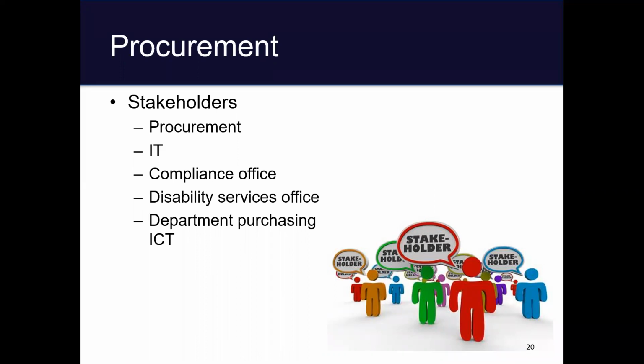Besides procurement, we also have ITS, which is where I'm situated. The compliance office and disability services offices may also be pertinent, depending on where the intended use of the solution or service is requested. And finally, the department requesting or purchasing the ICT is involved naturally. Working with procurement guides all requests for ICT to consider accessibility and to really think about that in terms of institution-wide purchases.